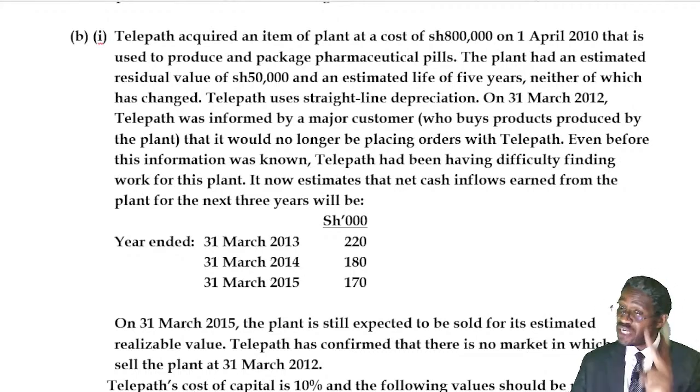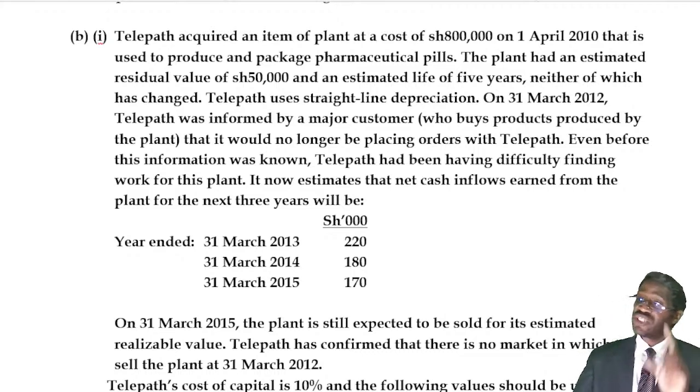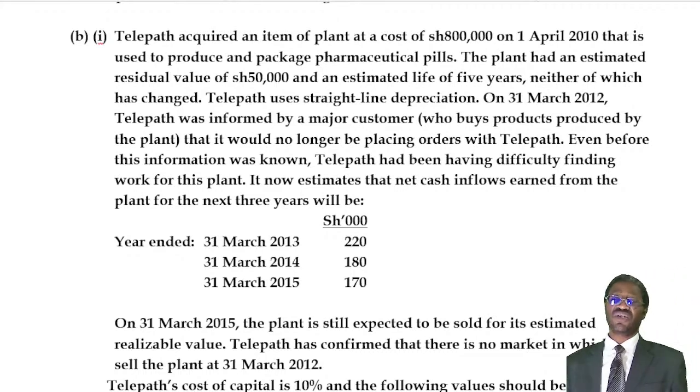So we are testing for impairment after 2 years. That's why the examiner is giving you down there in the table how much are the projected cash flows for the remaining 3 years. Why? Because the plant had a useful life of 5 years. Good. Now we can continue.